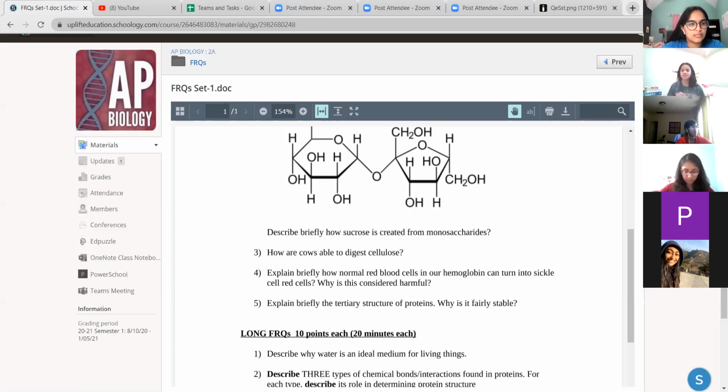So basically what we talked about was in proteins, you have your primary structure, which is just your sequence of amino acids. You have your secondary structure, which is like the folding. The tertiary structure, I always forget this, is the interaction among the R groups. So just remember that.